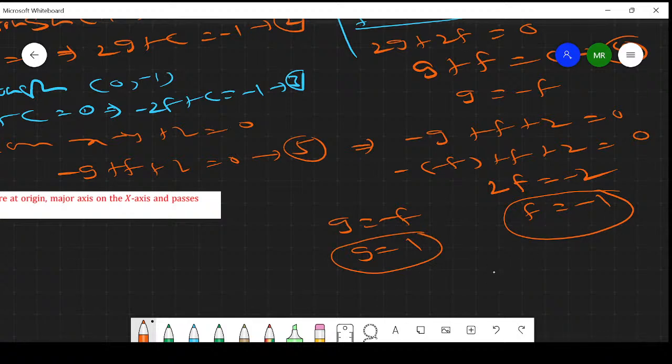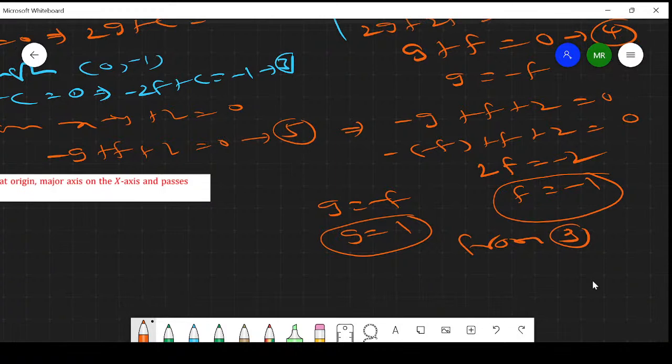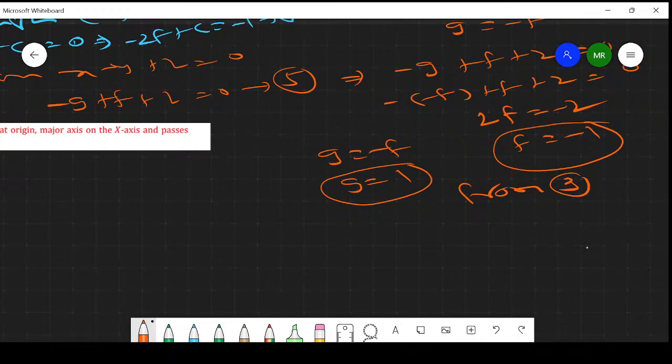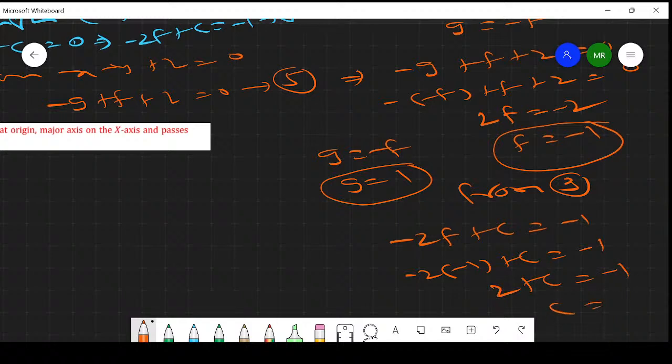But we can find the c value from equation 2 or 3. From equation 3, they may ask this question, rarely. From equation 3, we know minus 2f plus c is equal to minus 1. With the f value minus 1, minus 2 into minus 1 plus c is equal to minus 1. 2 plus c is equal to minus 1, c is equal to minus 1 minus 2, that will be minus 3. We got the c value minus 3.